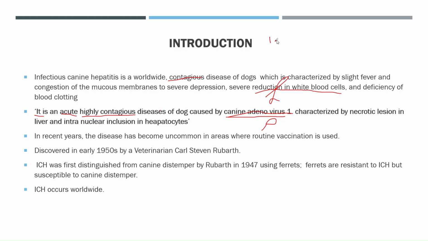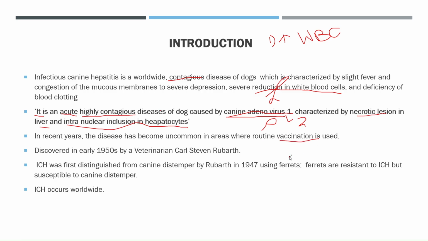You have two assignments. One, what do we call it when there is an increase in WBC? And the other assignment is, what disease is caused by canine adenovirus 2? Okay, and it is characterized by necrotic lesions in the liver. That's why it causes hepatitis, and intranuclear inclusion bodies in hepatocytes. Now, in recent years, the disease has become uncommon with routine vaccination.